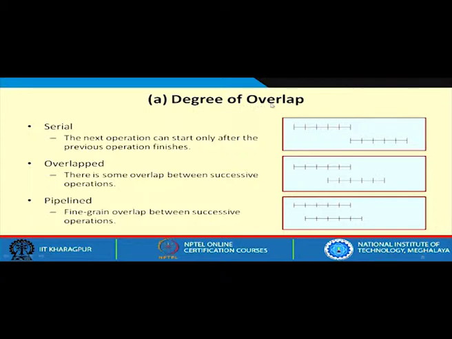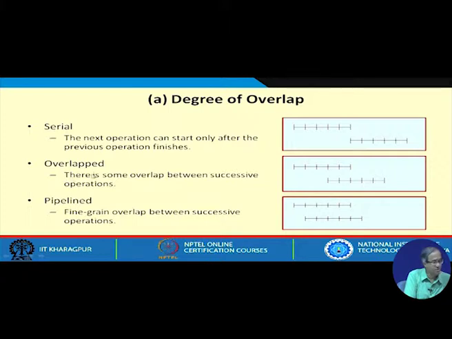When you talk of the degree of overlap, well, one extreme can be serial, which is a strictly non-pipelined implementation. The next operation can start only after the previous operation finishes. Here I have shown it schematically like this. This is an operation, let us say, which takes 1, 2, 3, 4, 5 steps. Only after the first operation is completed, only then the second operation can start. So, it is strictly sequential, no overlap.